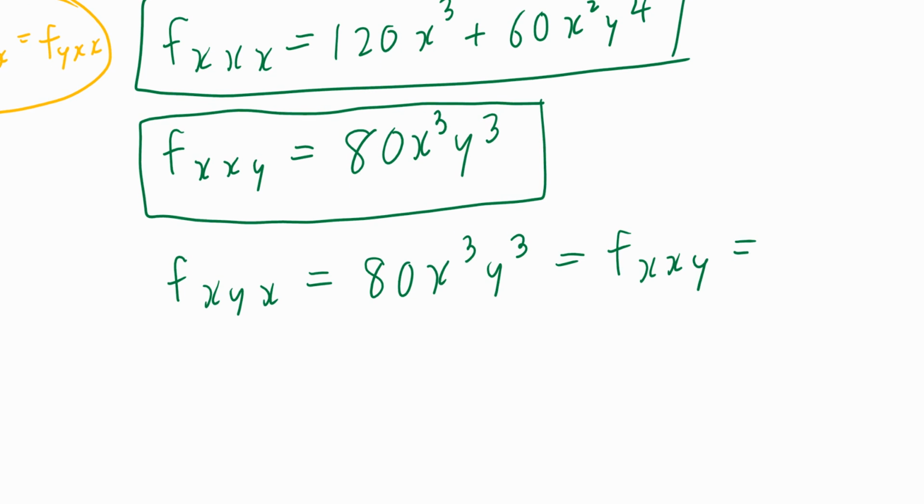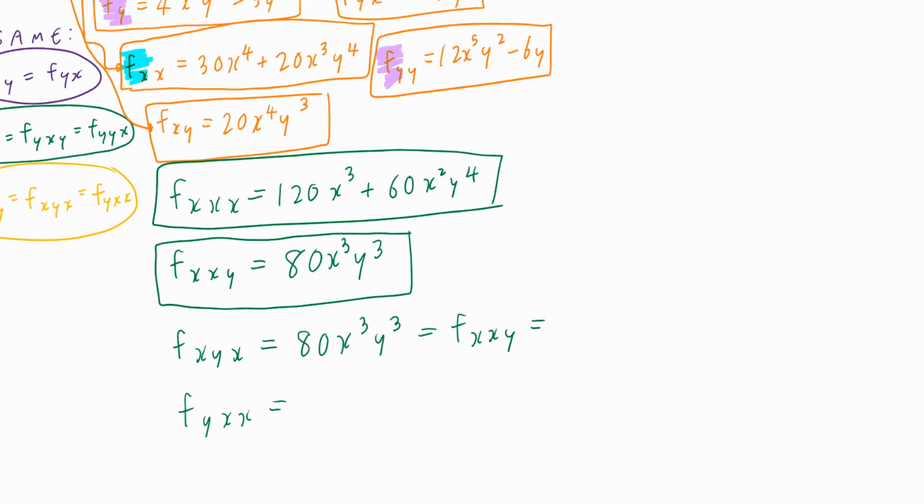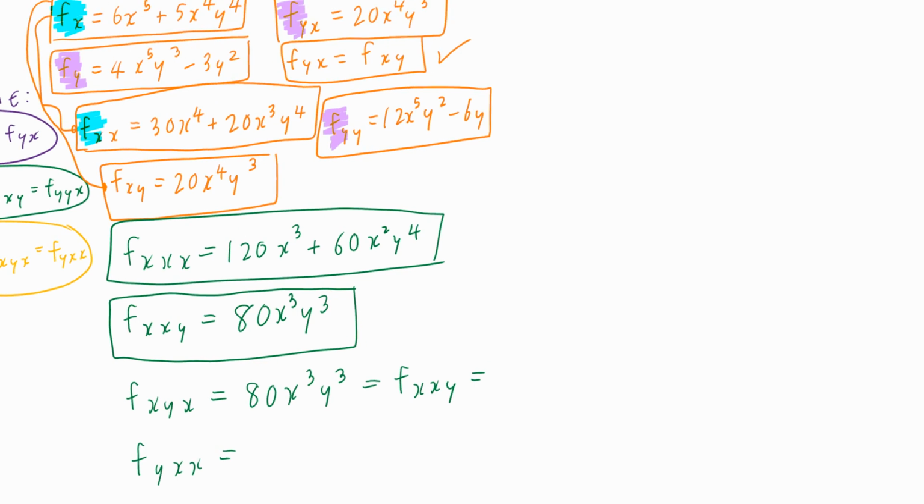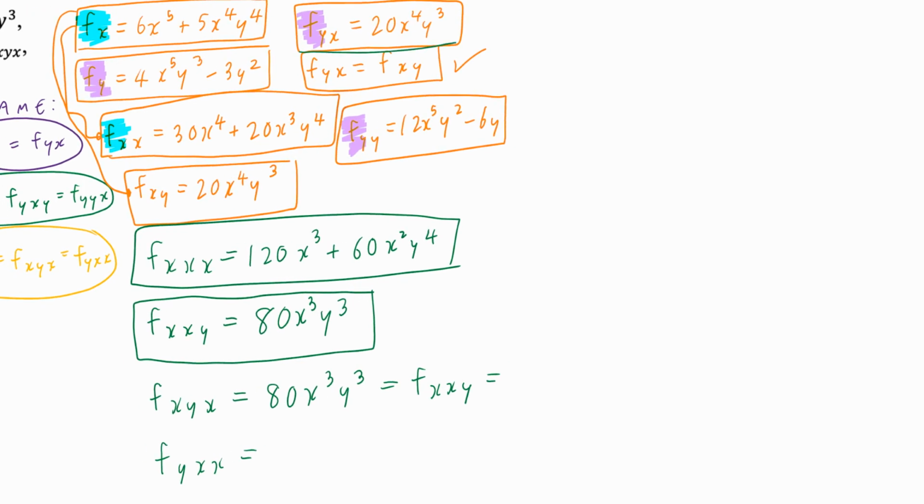So here's the next part. I'm going to purposely skip f_xy for now. I'm going to move on to f_yxx. Now the prediction is this should be the same as the other two. Let's find out if that is true. So I go back to f_yx right here, f_yx, and I take the derivative with respect to x.